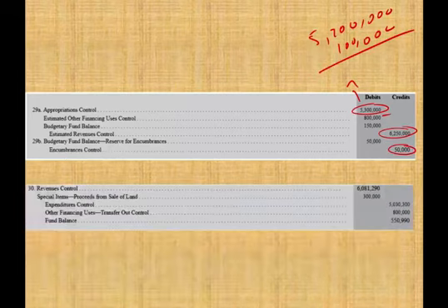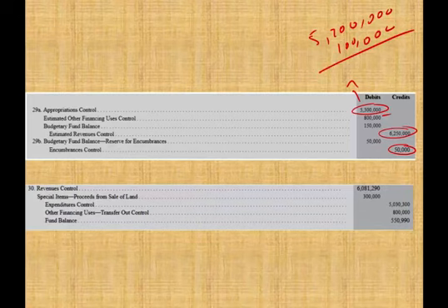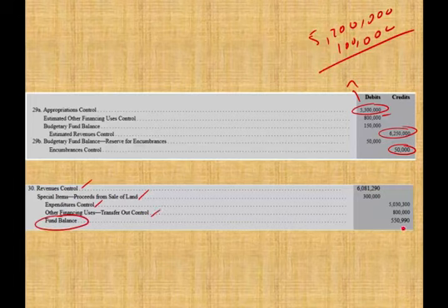Also, we need to close the statement of revenues and expenditures to fund balance. So basically, we need to close our actual revenue account, the special item account, close our expenditure, close our other financing uses transfer out control, and credit the fund balance. So the fund balance, what ends up happening is our revenues and other income were higher than our expenditures and other financing uses by $550,990, which is good.